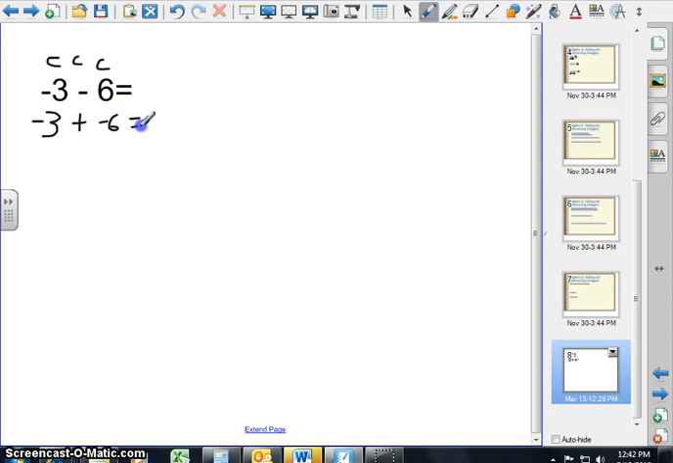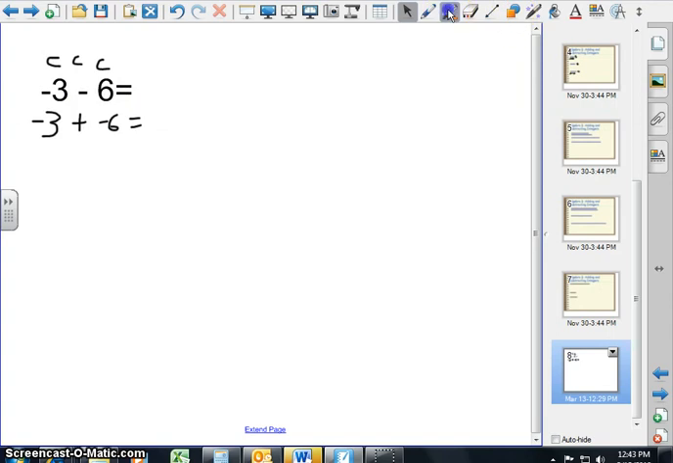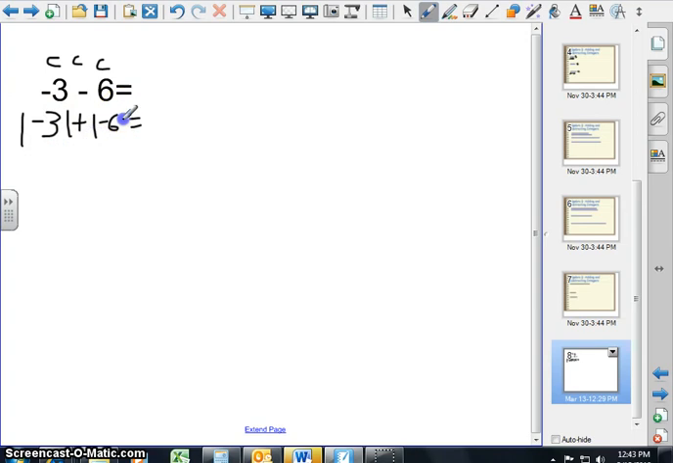Now, I have addition of integers where both of the signs are the same. So let's review the rules. The rules for adding integers when signs are the same. Step 1, add the absolute values of the numbers. Step 2, the sign of the numbers is always the sign on the answer. Step 1, find the absolute value of both numbers. Absolute value of -3 is positive 3. Absolute value of -6 is positive 6. So I have 3 plus 6, which is 9. Now we take a look. Both numbers are negative, so therefore my answer has to be negative.